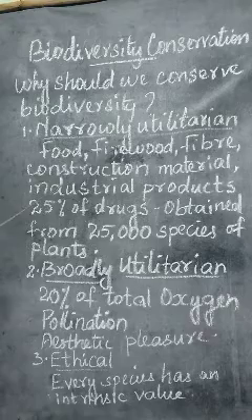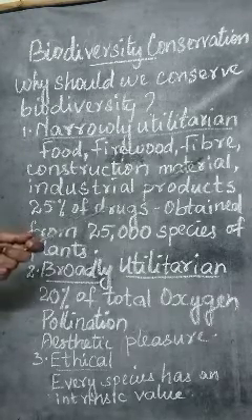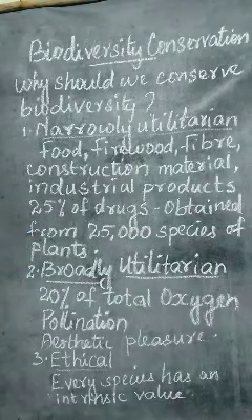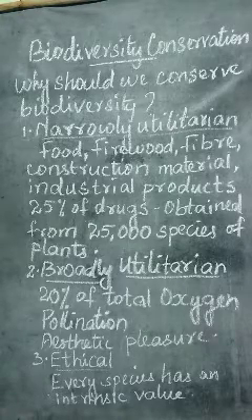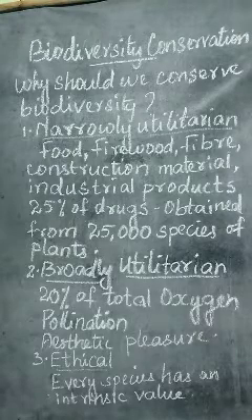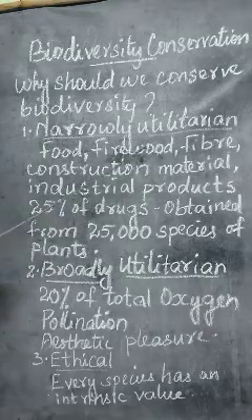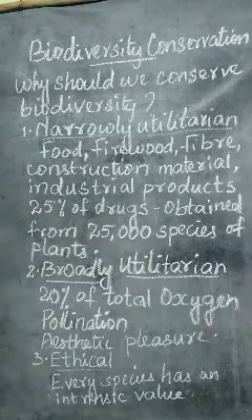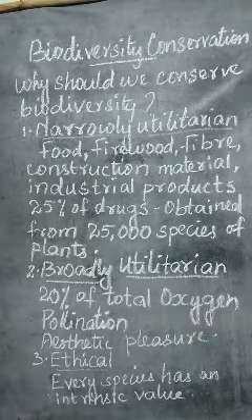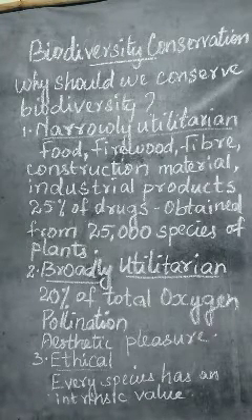Then we get firewood. For fuels, we are getting firewood, then fiber we get, then various construction materials we get, which we use for construction purposes, whether a building we are constructing or any other constructions we do. For that, so many materials we can get from the nature, isn't it? Then industrial products like tannins, lubricants, dyes, resins, perfumes, etc. All these are industrial products which we get from nature.